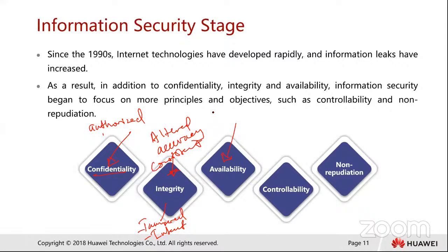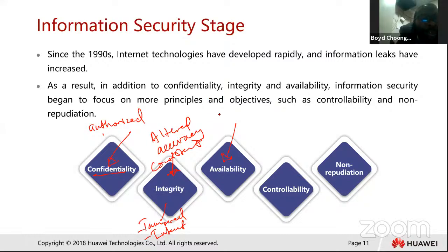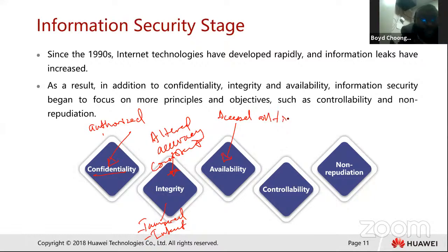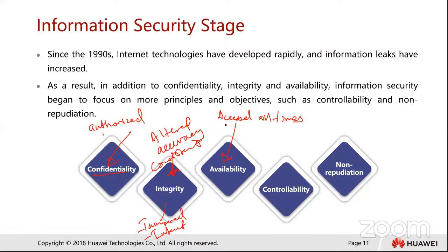We talked about availability. What did we say? What did you look at availability? Information being accessed at all times. Accessed when needed. But in a secure manner. No disruption. By authorized users.